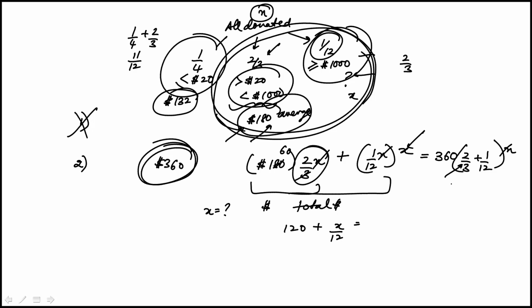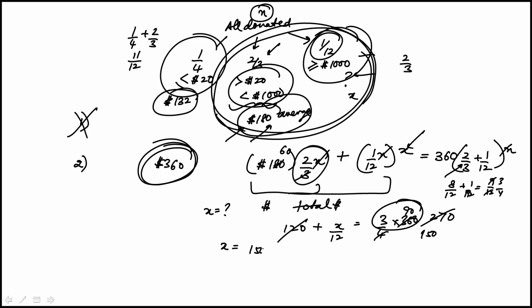4 times 2, 8/12 plus 1/12. Let me just make sure I'm not making mistakes. So 3/4 of 360. Clearly for data sufficiency, you don't have to do this. 270, so 150. So X would be 150 times 12, or this is going to be 1,800. So that's the average donated. And it makes sense.